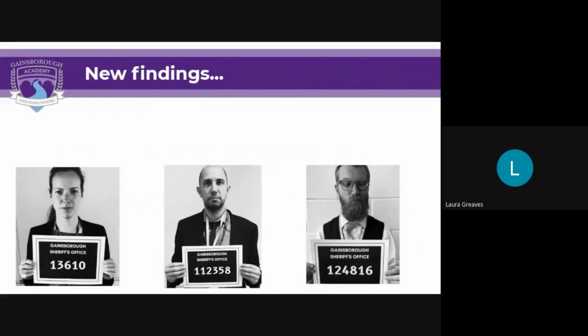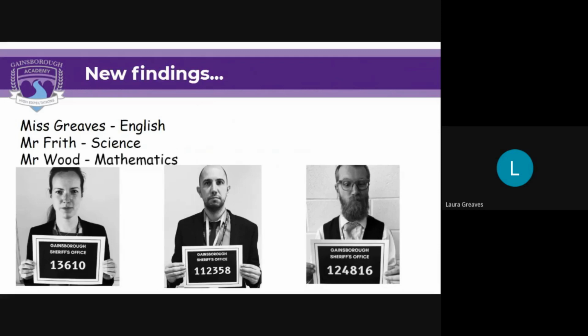Now, we've just got some new evidence that's come together. We've managed to get some photographs of the people who've been arrested under the suspicion of committing the murder. First of all, we've got Miss Greaves from the English department. Then we've got Mr. Frith from the science department. He was seen leaving the school round about the time that the murder happened. And we've got Mr. Wood from mathematics. He was in the building when the murder happened.